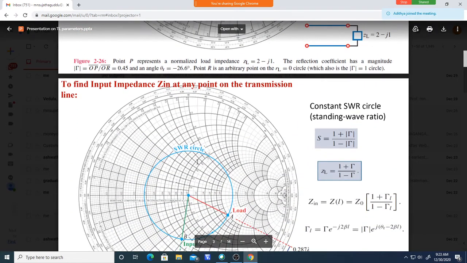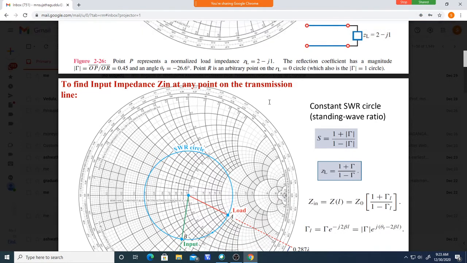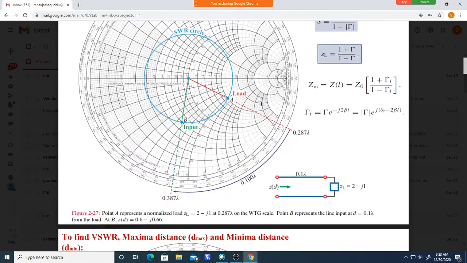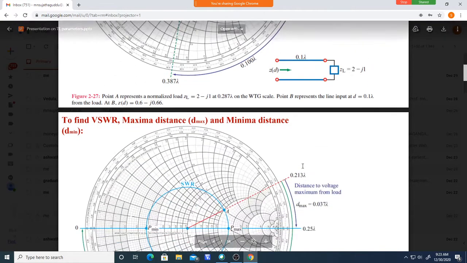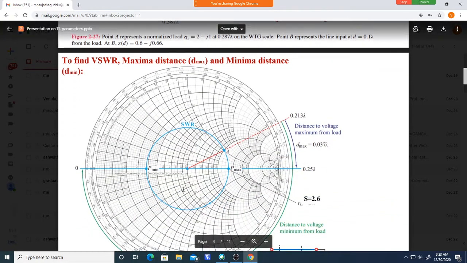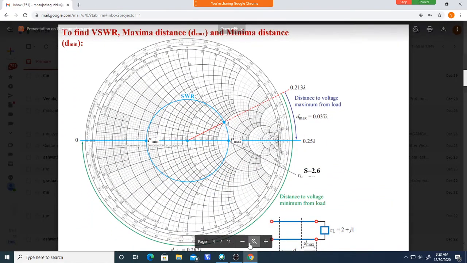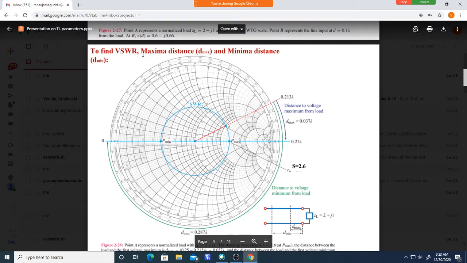Next, to find the input impedance Zin at any point on the transmission line. Before that, we will see VSWR, to find VSWR, and the maxima distance and minima distance.